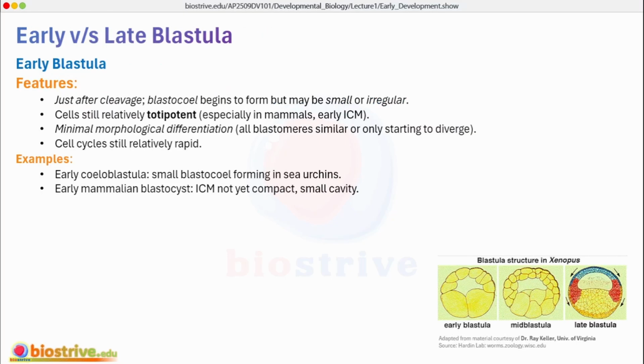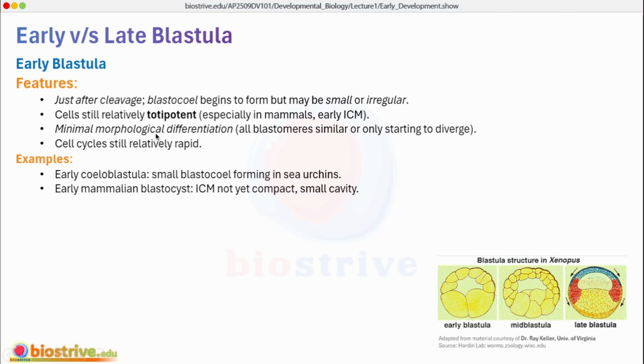How do we differentiate early blastula from late blastula? What are the general features of early blastula? So, early blastula will be formed just after the cleavage. The blastocele cavity may either not be completely formed, or there may be small cavities visible which may be aggregating to form a larger blastocele cavity. The cells are still relatively totipotent, but they will be losing this totipotency, and some of the cells will acquire pluripotent fate and others acquire specific multipotent fate for the supportive tissue.